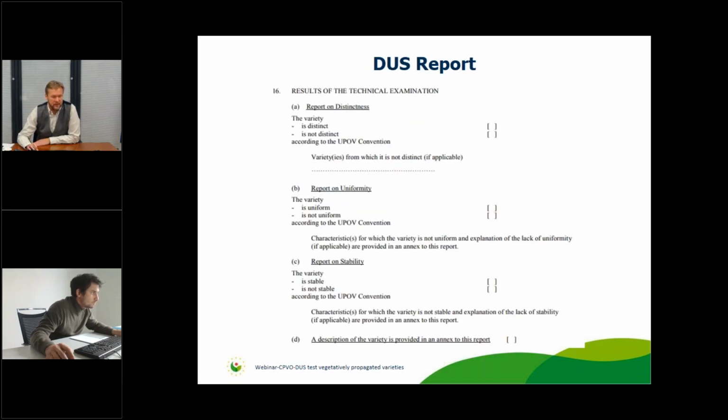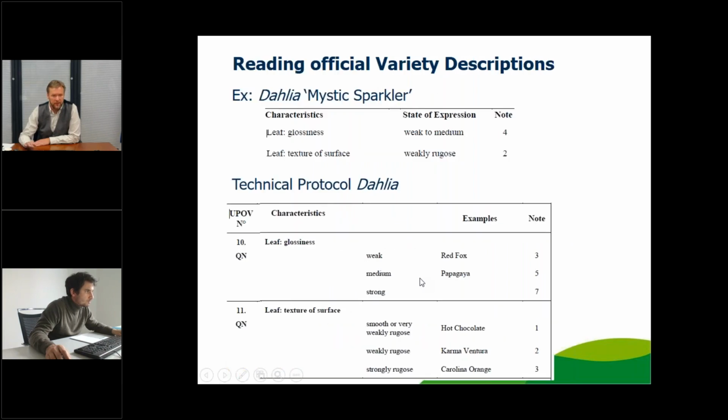If the technical examination is finished, a report is issued certifying that the variety is distinct or not, is uniform or not, and is stable. If it's uniform, we usually assume it is stable. If the positive report is issued, a variety description will be added.